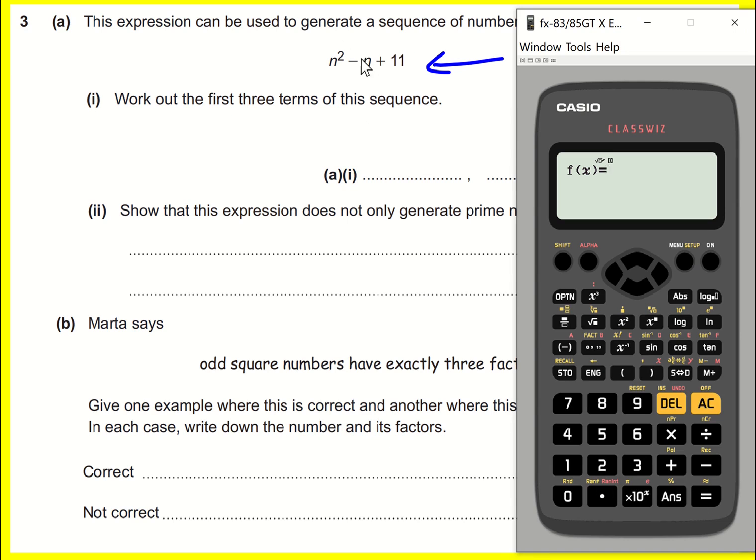So I know I've got n squared here, but I can just treat it as x. Here it is, x, and then squared, minus x plus 11. Start at 1, end at 5, might as well. I'm only interested in the first three: 11, 13, and 17.